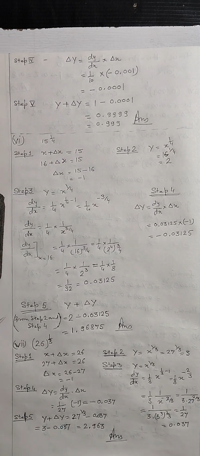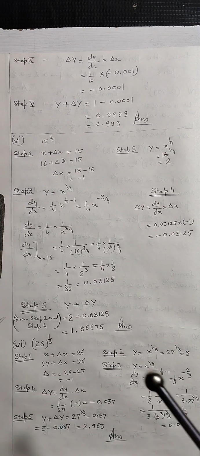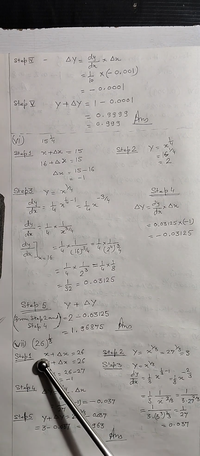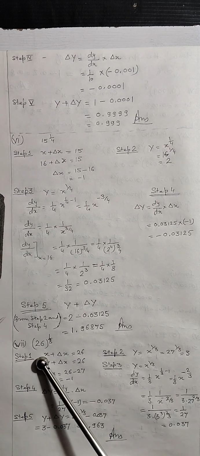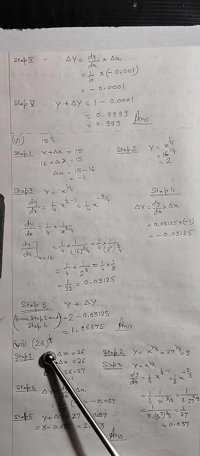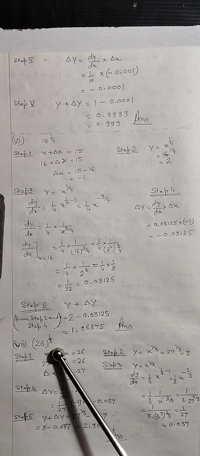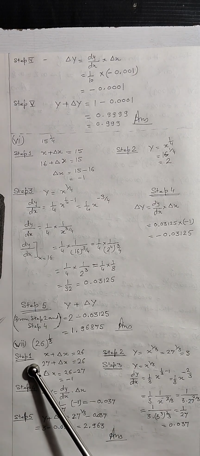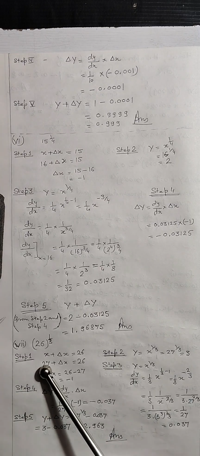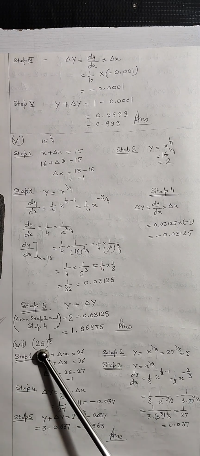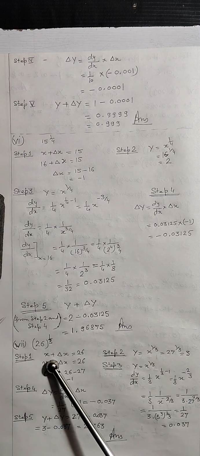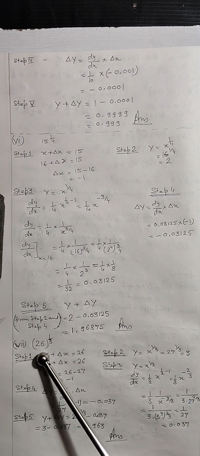CBSE Mathematics Class 12, Exercise 6.4, Question number 1, Part 7. Look, we have to find the approximate value of 26 raised to power 1 by 3. So in step 1, x plus delta x will be equal to 26. First of all, we have to find the nearest number.